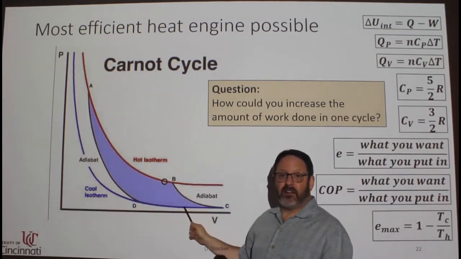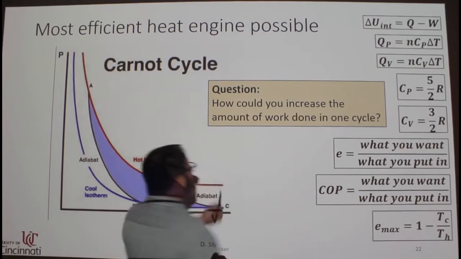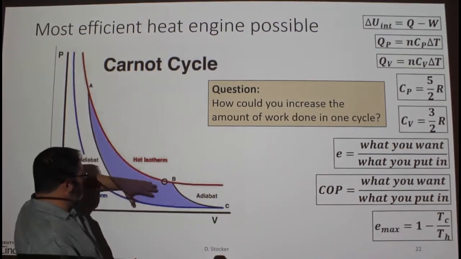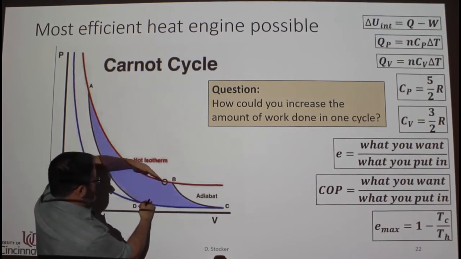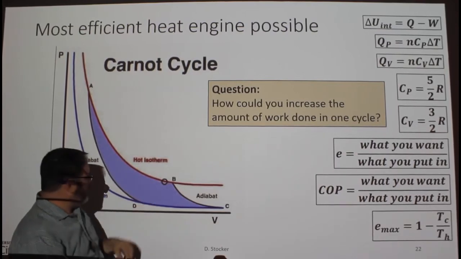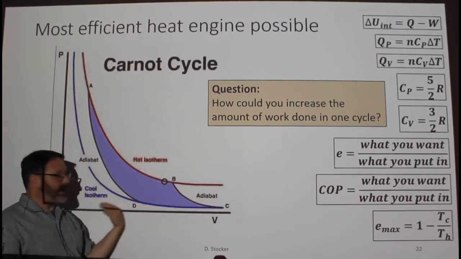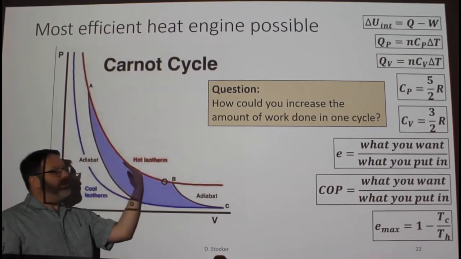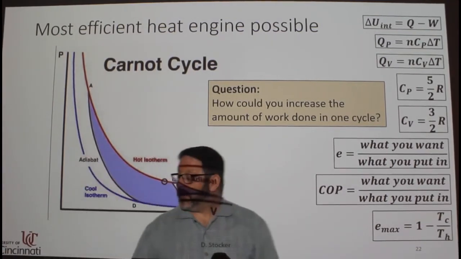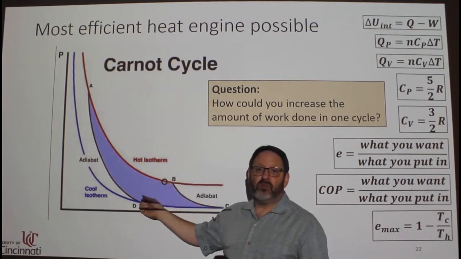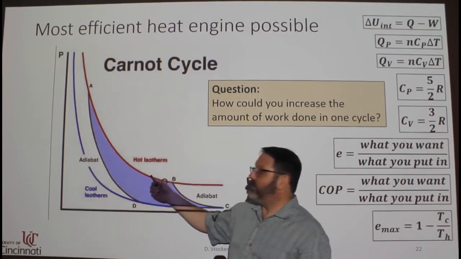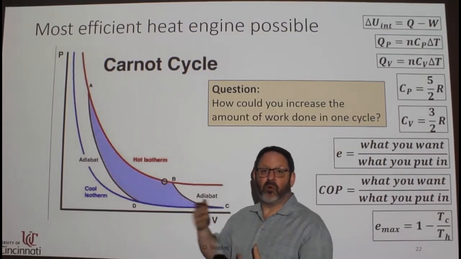Now, if you go through one cycle of this, the amount of work you do is related to this shaded area inside. How could you increase the amount of work done in one cycle? What you'd want to do is spread out the difference between the top and bottom, because that would make the area inside bigger. That means making the cold side colder or the hot side hotter. So as you increase the temperature of the hot side, you can do more work if you keep the cold the same. Or if you decrease the cold, you can keep the hot side the same and do more work per cycle.